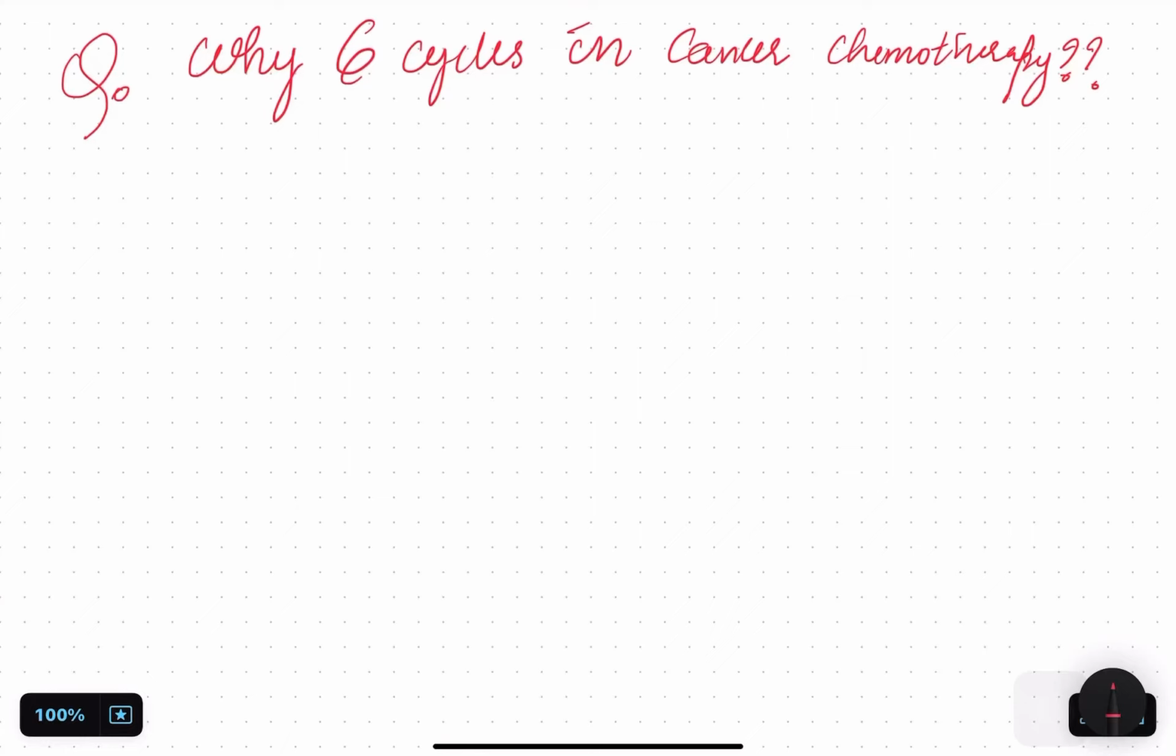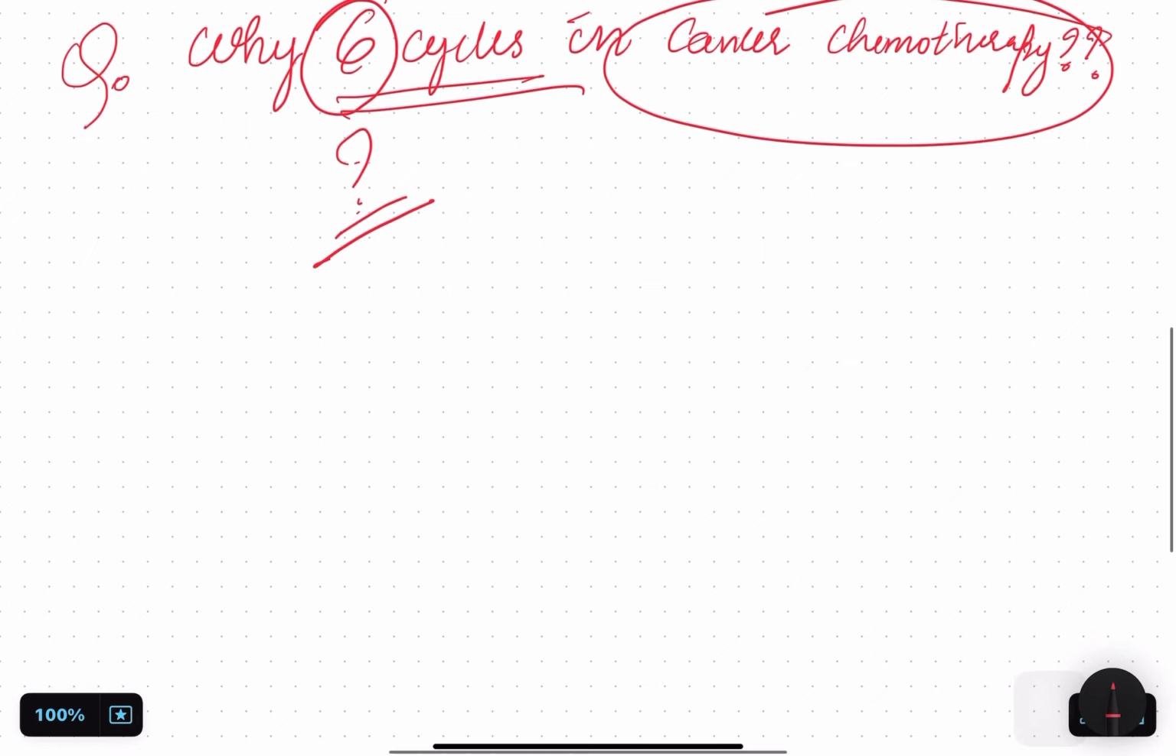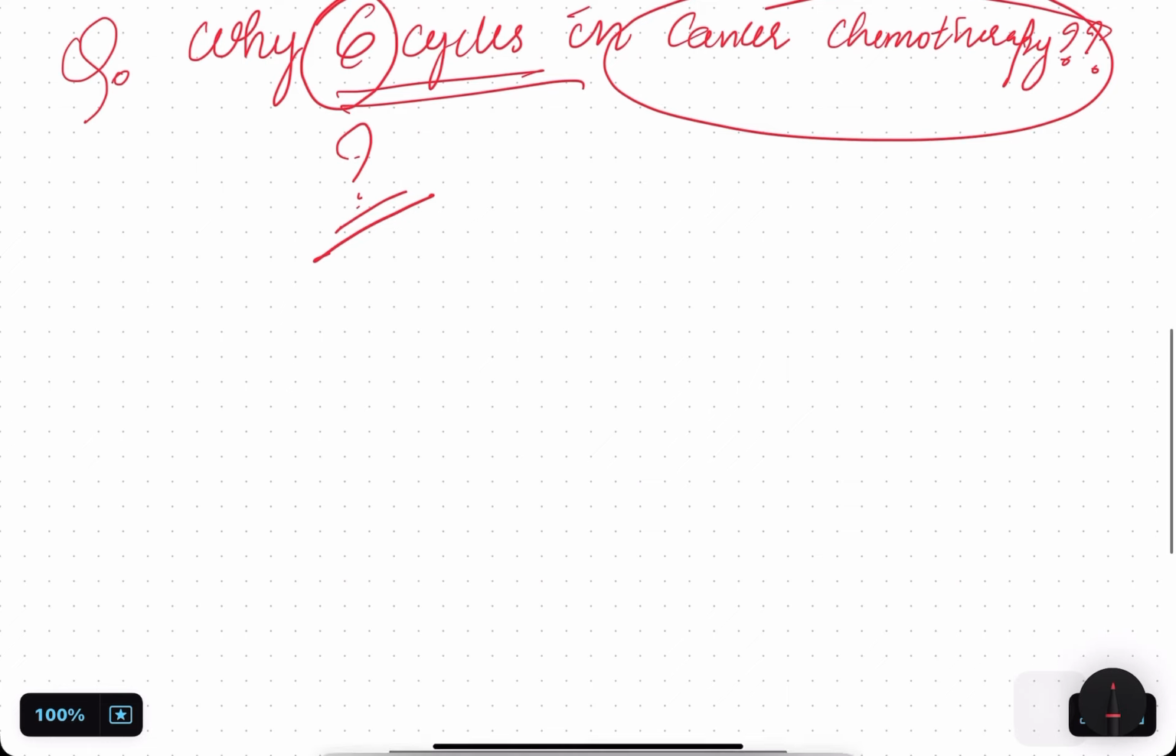Hello guys, today we'll see why there are 6 cycles in cancer chemotherapy. This is something which is not generalized, but usually it is given in 6 cycles, and today we'll learn why the number 6. For that you need to know your chemistry and pharmacokinetics first.